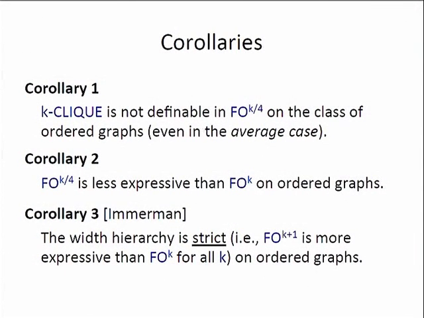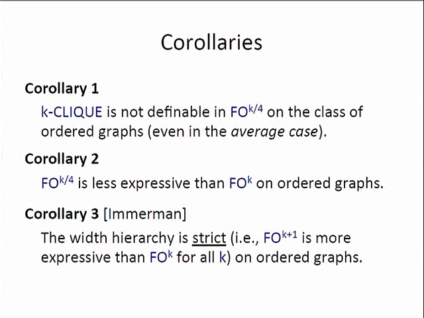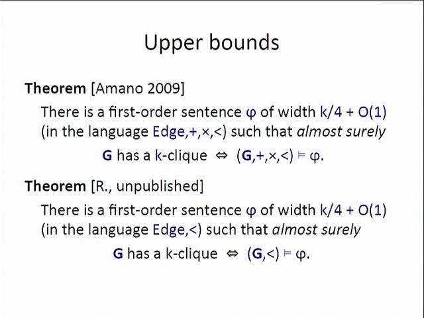It doesn't collapse. And in fact, a nice corollary of these results, pointed out to me by Neil Immerman, is that the fact that the hierarchy doesn't collapse in fact implies that it's strict for ordered graphs. So for every k, there's some property of ordered graphs which is definable with k plus 1 variables, but not with k variables. Okay, so this answers that question about the width hierarchy for ordered graphs.